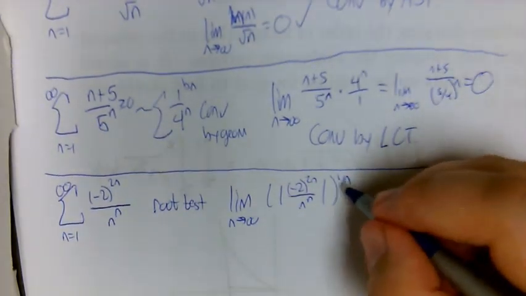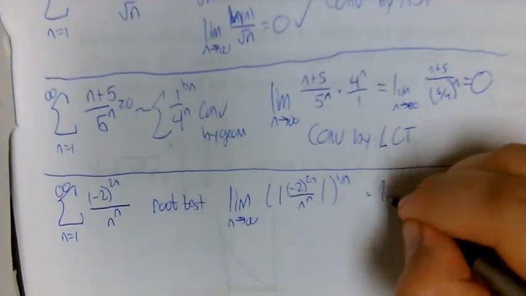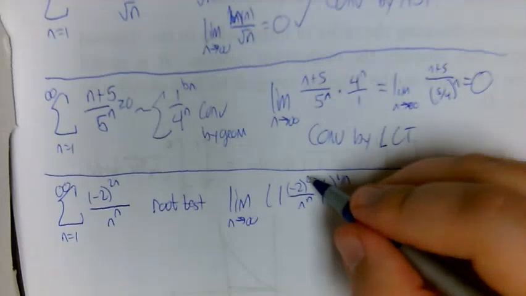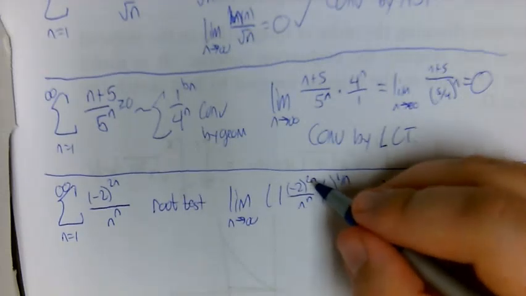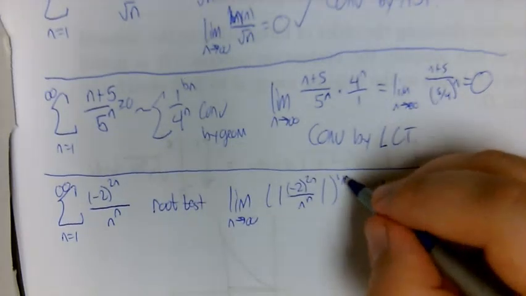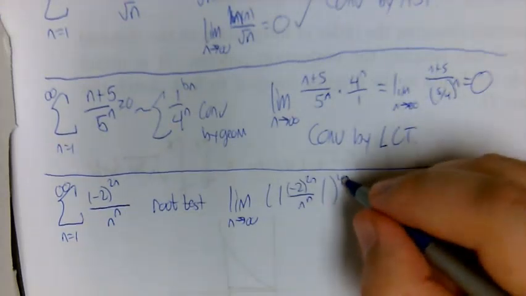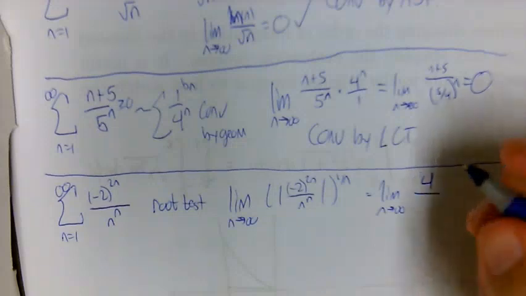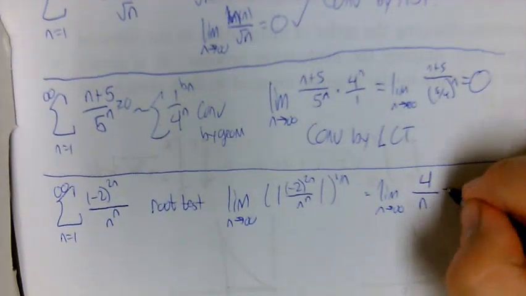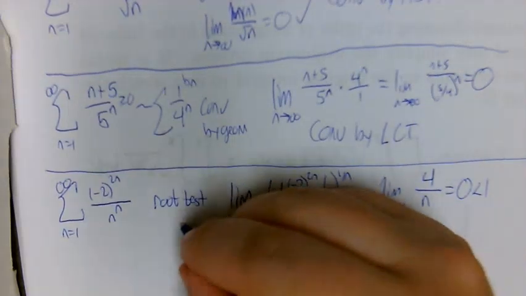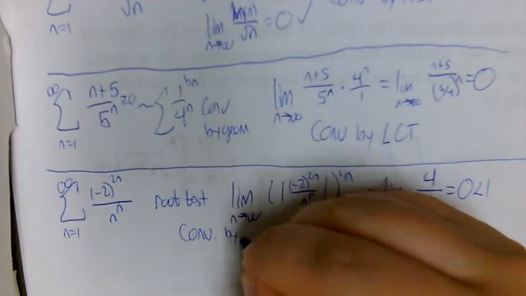Now if I apply my 1 over n power here, negative 2 to the 2n is the same as 4 to the n, right? But then when I apply 1 over n to that, I just get 4. Meanwhile, on the bottom, if I apply 1 over nth power to this, I'm just going to get n. This ends up being 0, which is less than 1. So this converges by the root test.